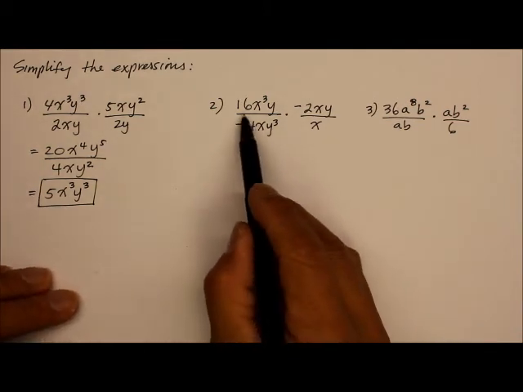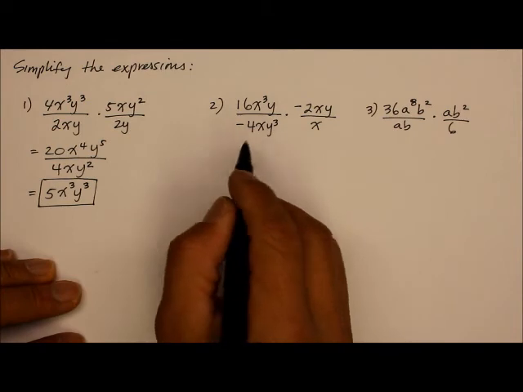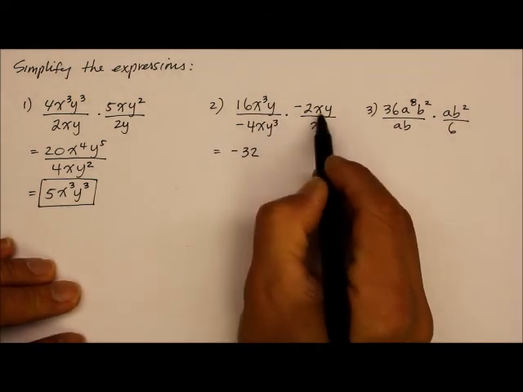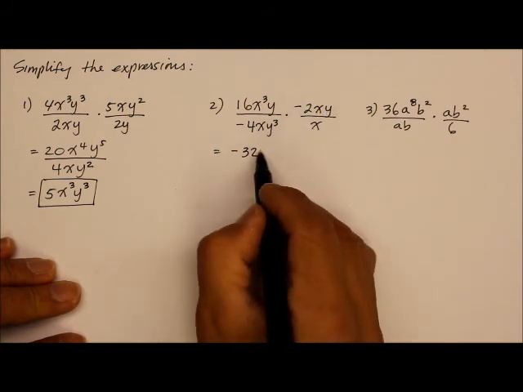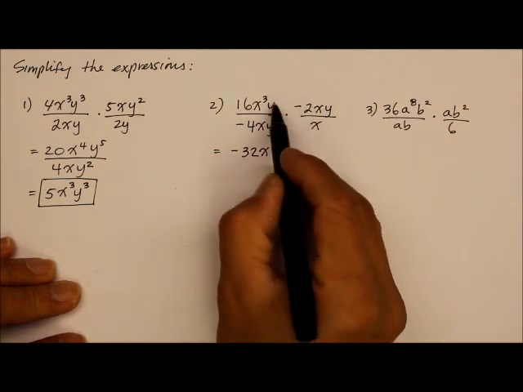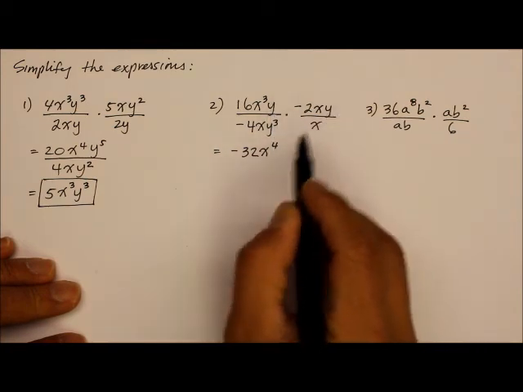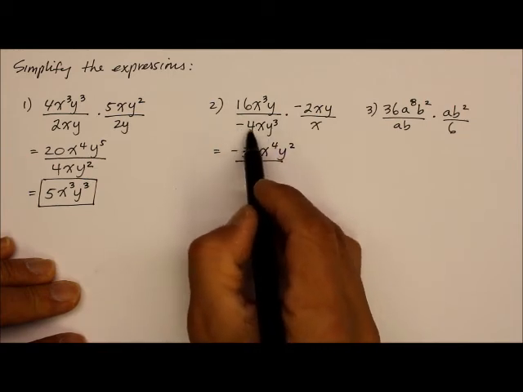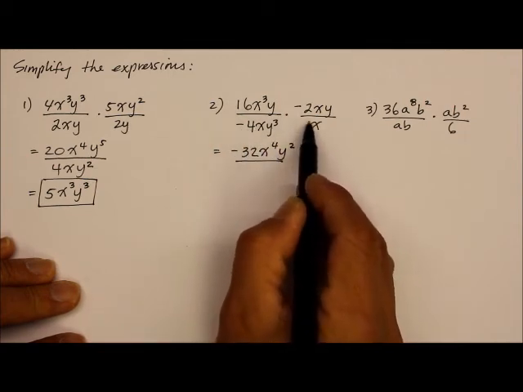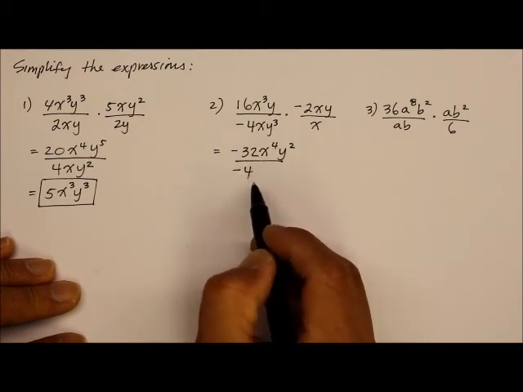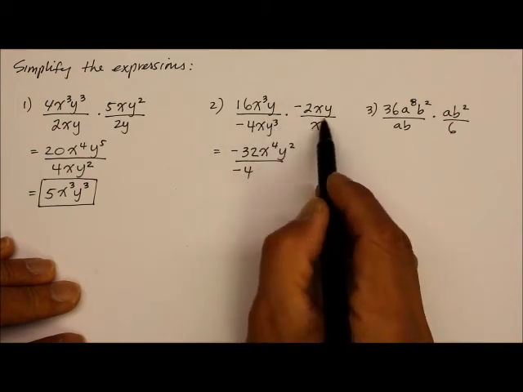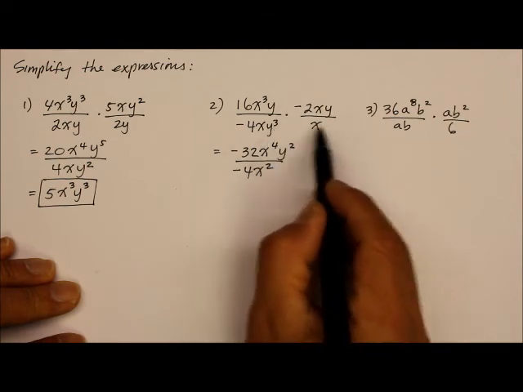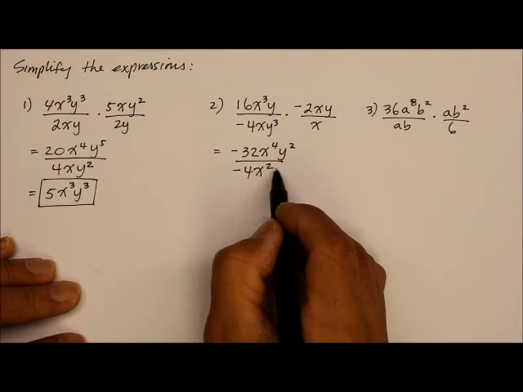So you said 16 times negative 2. The coefficients become negative 32. X to the third and x to the first, add up the exponents to become x to the fourth, y to the first, and this y to the first is y to the second. Over negative 4 times the invisible factor 1, or just negative 4. X to the first, add up the exponents to become x to the second, and y to the third, and no more y's, so it's just y to the third.